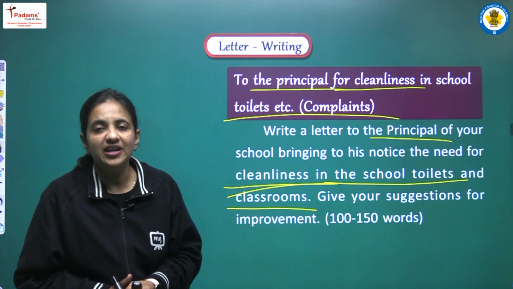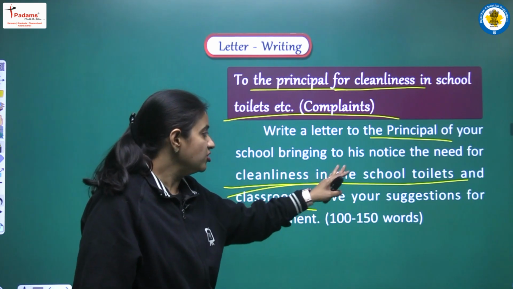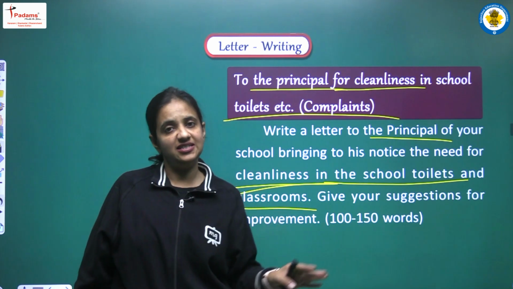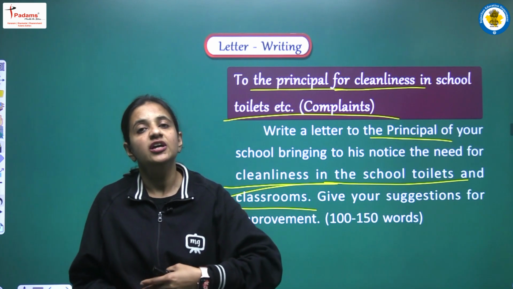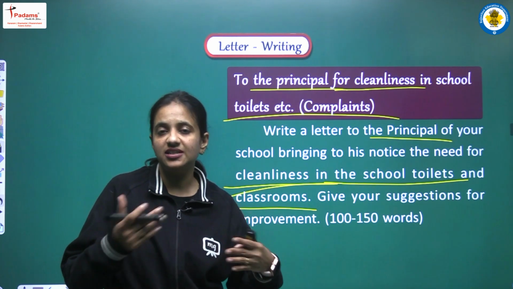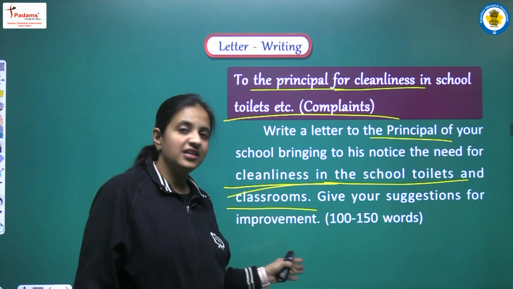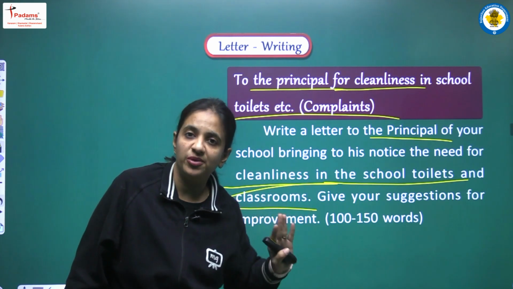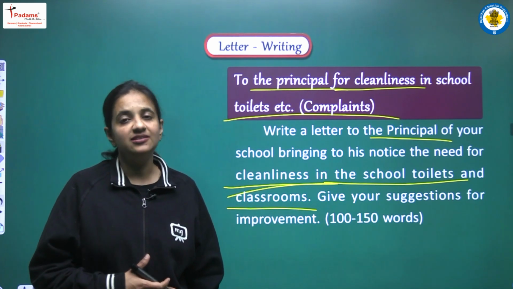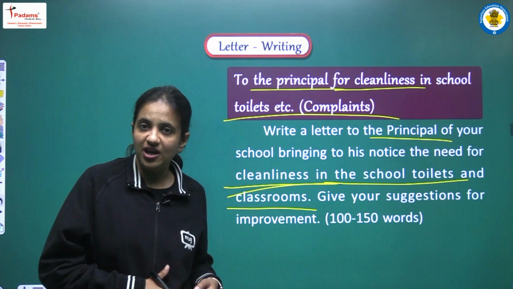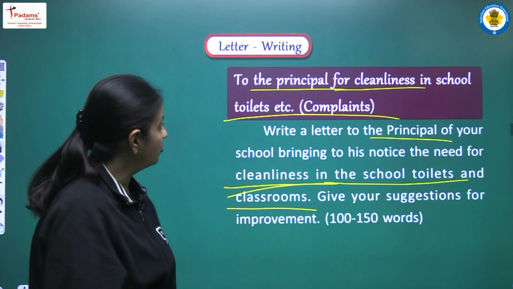So we have to bring our principal's notice towards this and give suggestions for improvement, and at the same time in our letter we have to give some suggestions also, some advice also, that how this condition can be improved. Okay, so we have to cover all these things and then we have to write one formal letter to our school principal. I hope the question is clear. All the points that we have to cover are clear, and now let's see how we can write this formal letter.